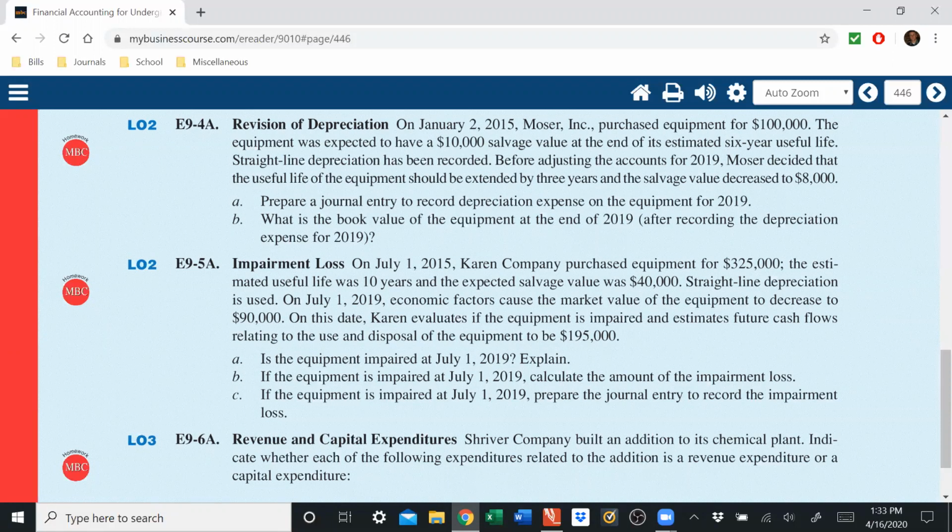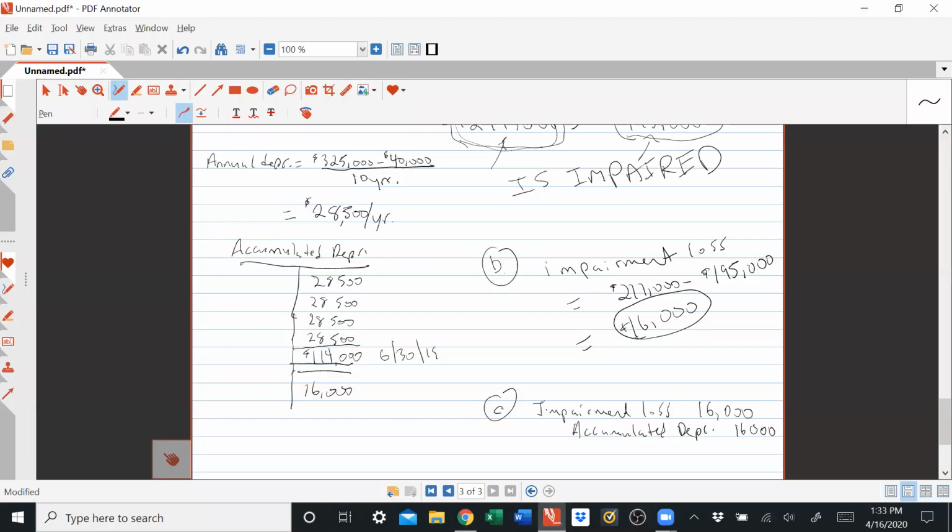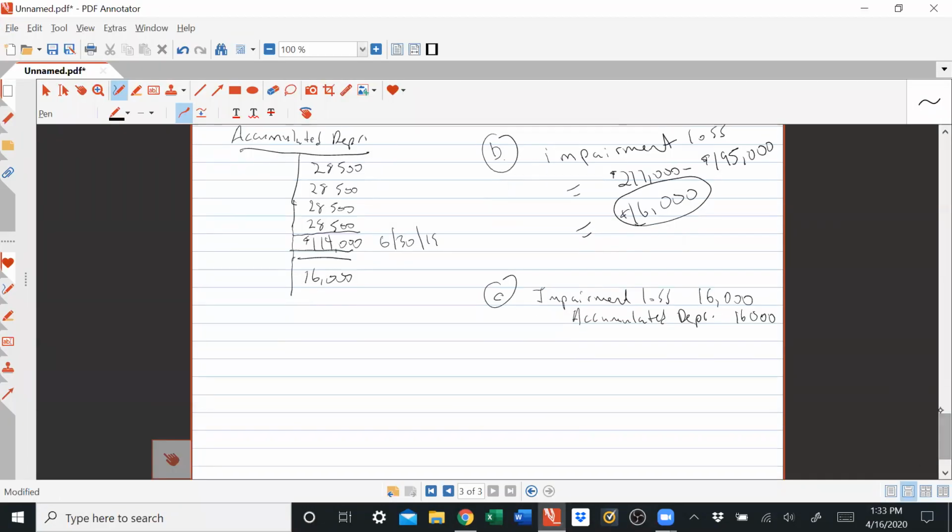There's something wrong with the online homework. It's question number 5 on homework for chapter 9. That's the one that there's a problem on. Anyway, this is how you do impairment losses.